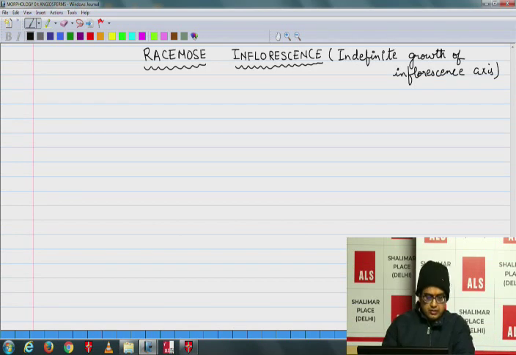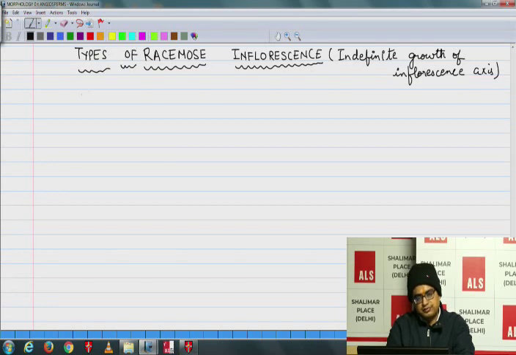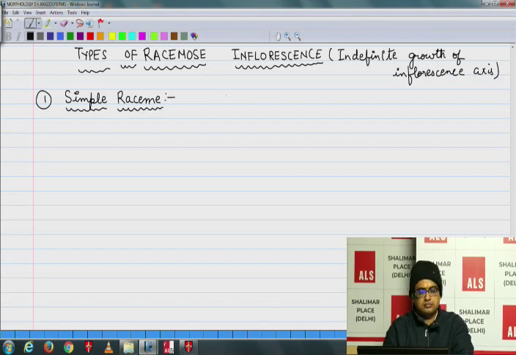Now, the simplest type of racemose inflorescence is the simple raceme. Types of racemose inflorescence: the first one is the simple raceme.